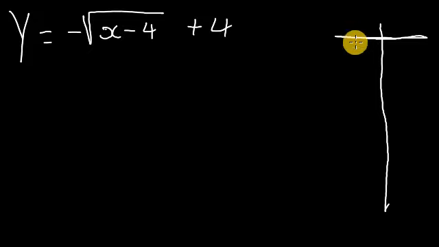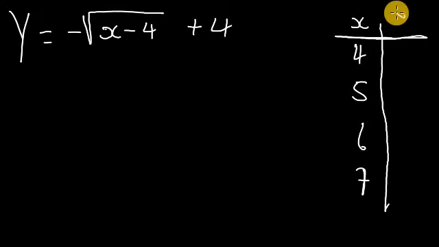So let's start from x being 4, then let's move to 5, 6, and 7. So that can always work. This is the set of inputs and this is the set of outputs. When x is 4, we have 4 minus 4 to be 0, and the square root of 0 is 0, and negative times 0 is simply negative 0, and that doesn't affect the solution. So y will be positive 4 in that case. When x is 5, 5 minus 4 is 1, and the square root of 1 is 1, minus times 1 should be minus 1. Minus 1 plus 4 will be positive 3.